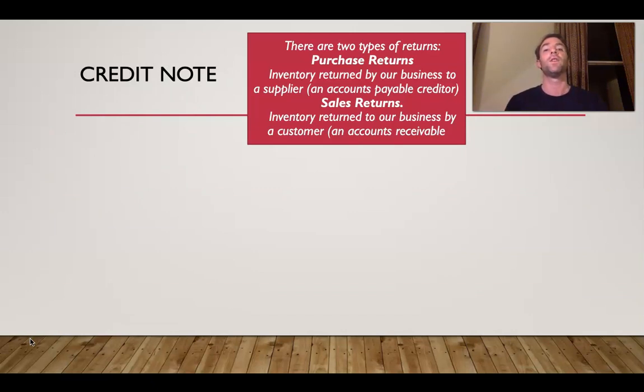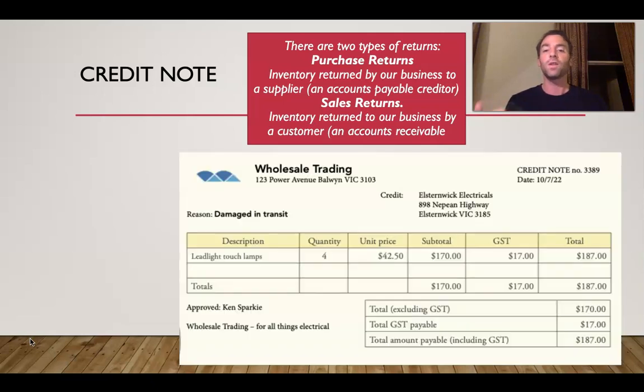So, even though this video focused purely on purchase returns, there are really two types of returns. Purchase returns, the one we're going to focus on in this video, is when inventory is returned by our business to a supplier. When we have a supplier, we are talking about an accounts payable. You might see the term creditor as well. But there is also a sales return, which is the next video in this series. This is when inventory is returned to our business by a customer. So we've sold something that a customer is not happy with, and that customer, if it's a credit customer, is an accounts receivable.